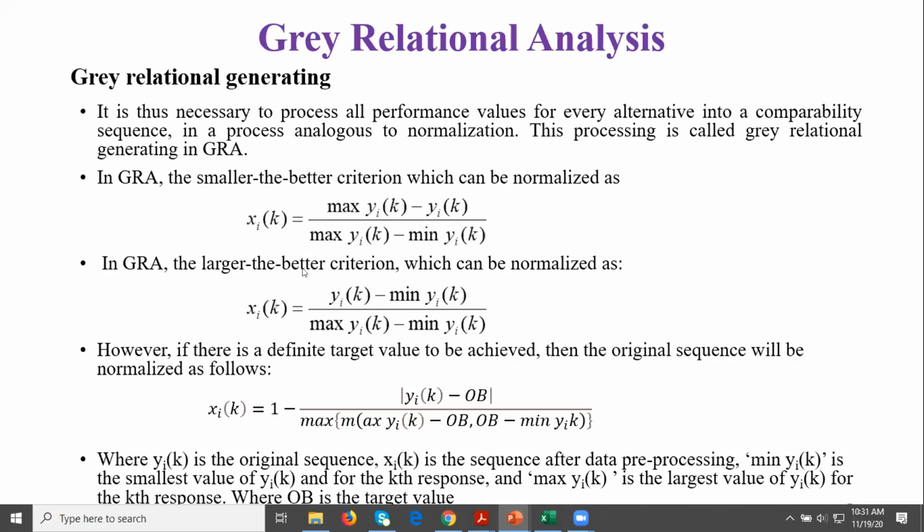Sometimes I require the larger-is-better criterion. Suppose it's a higher hardness value or some tensile strength. I require high tensile strength for a particular material. So whichever output requires higher strength, higher strength means the larger-is-better criterion. So that's why we are using this formula here.